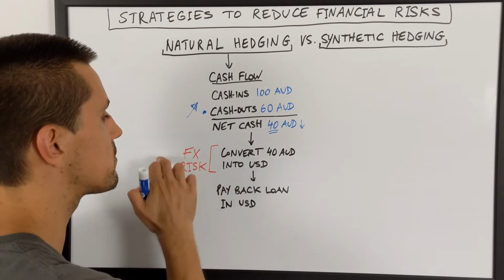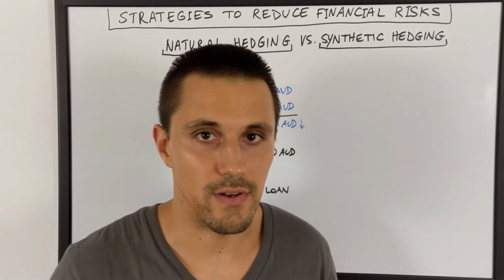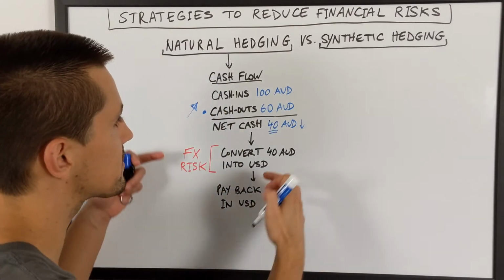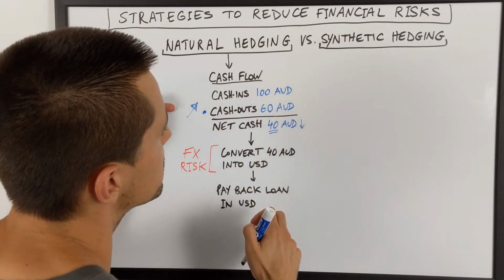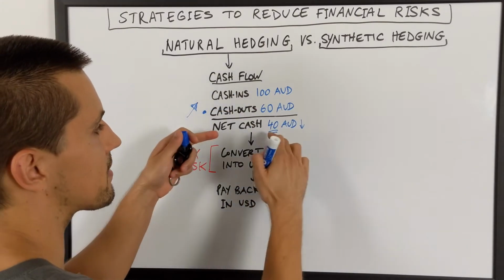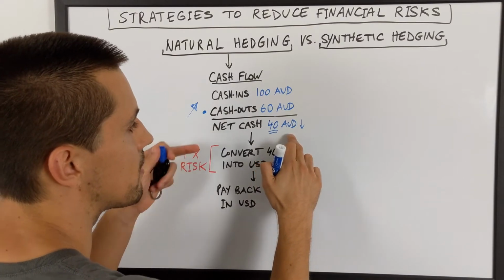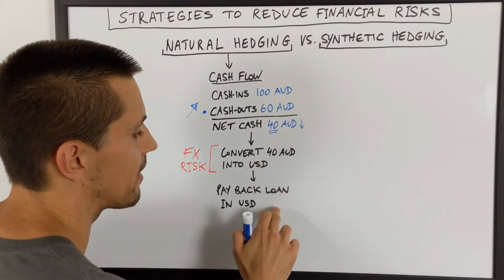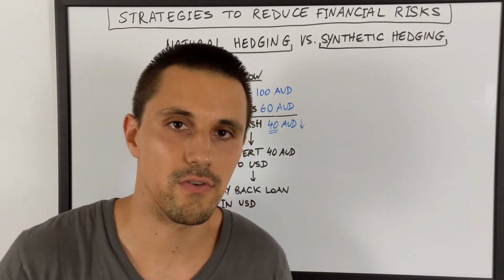So that's how you can reduce your FX risk here, just by using natural hedging, which means in this case I created a bank loan in Australian dollars, so in my local currency, which means at the end of the day I have less net cash in Australian dollars, which means I have to convert less into US dollars. So that's the idea of natural hedging.